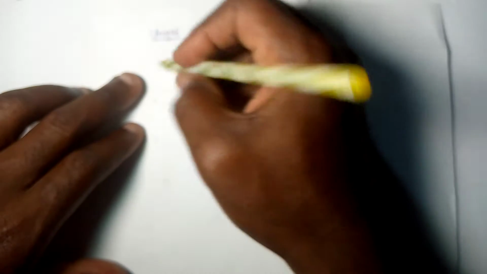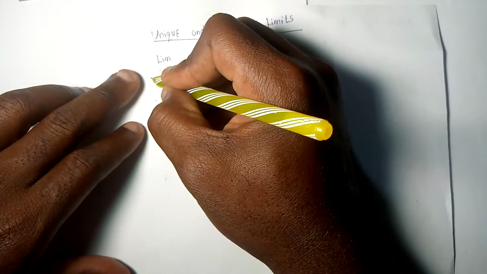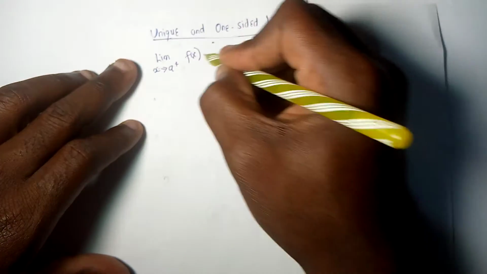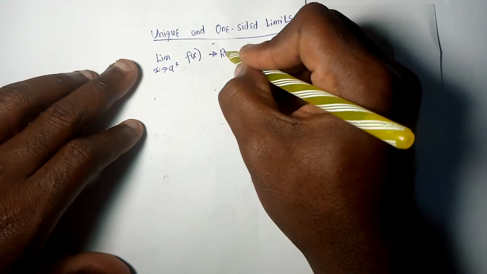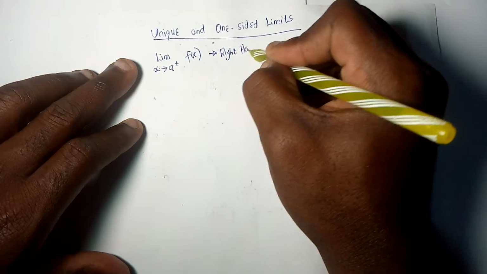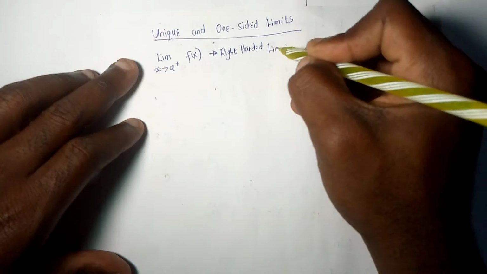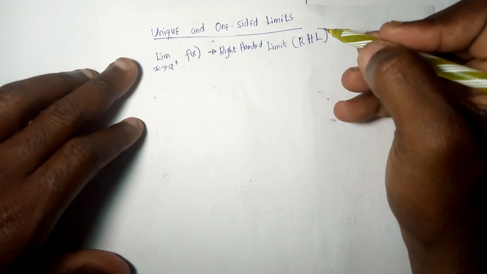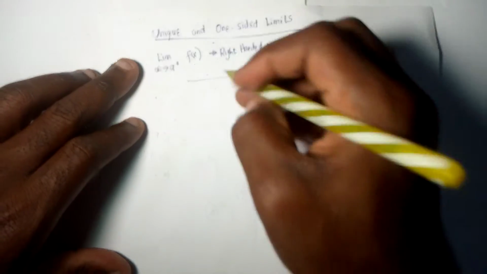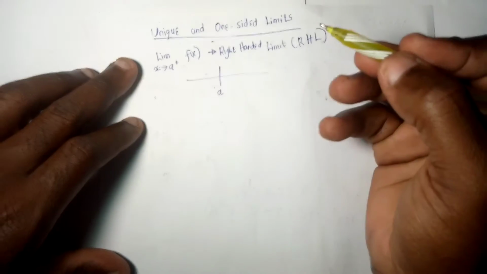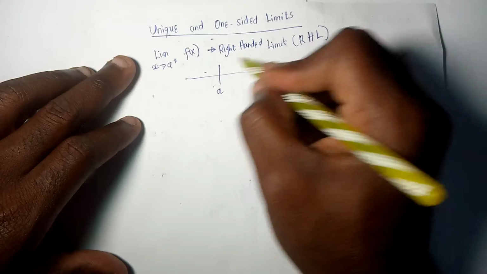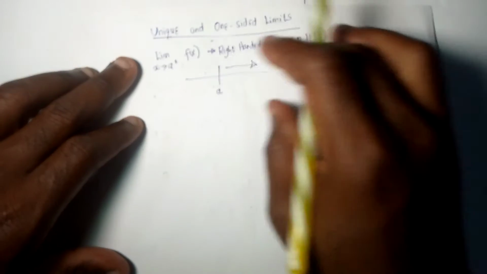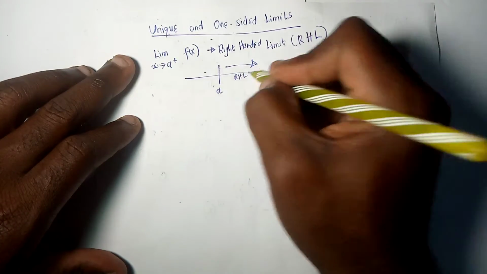Now, I want to write here that if you have a limit as x approaches a from the positive direction of f of x, this one is known as a right-handed limit, which I can abbreviate as RHL. What it means is that if this is a, the limit is moving this way, coming from the right-hand side.